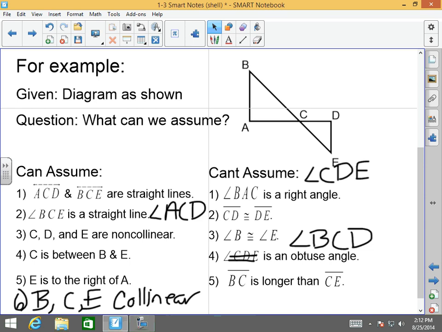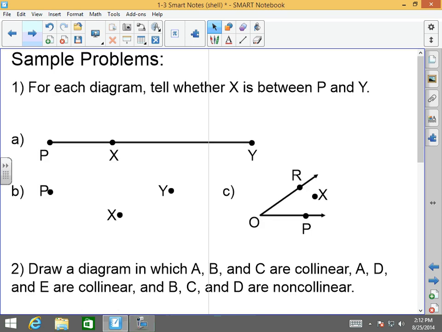You can assume the collinearity of points, the betweenness of points, and the relative position of points. Does that make sense, my brothers? We're almost done. Let's look at a few more examples. Let's look at some sample problems.